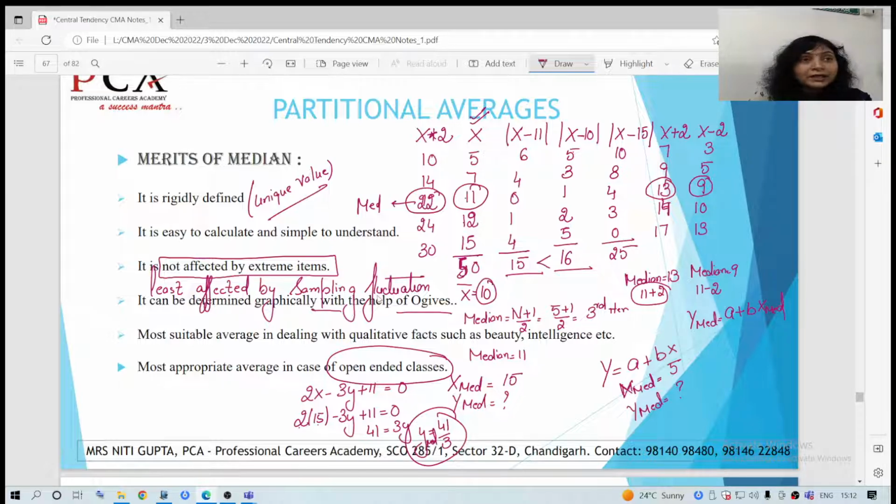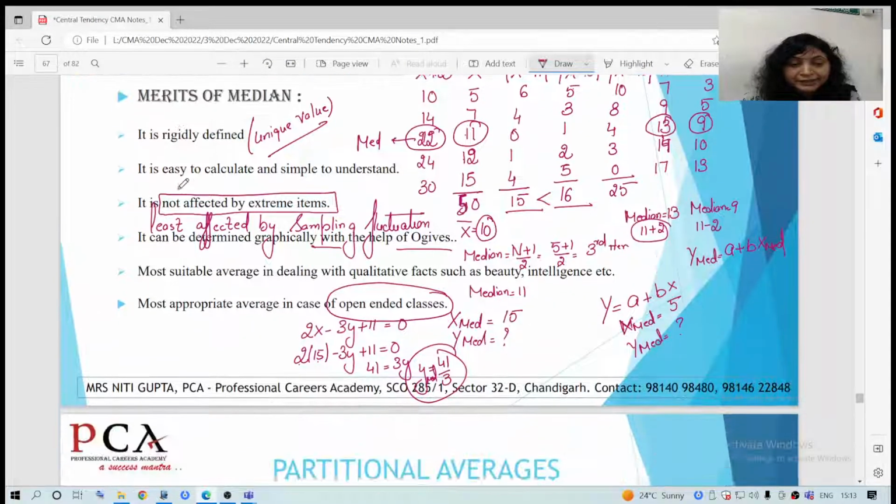And the most important, median can be computed in case of quantitative data as well as qualitative data. Like if we have height, weight, marks, numerical data which is numerically expressed, we can compute median. And if we have qualitative data, data related to attributes, beauty, intelligence, smartness, X factor, we can compute median of that qualitative data as well. So median can be calculated both in cases, quantitative as well as qualitative data.